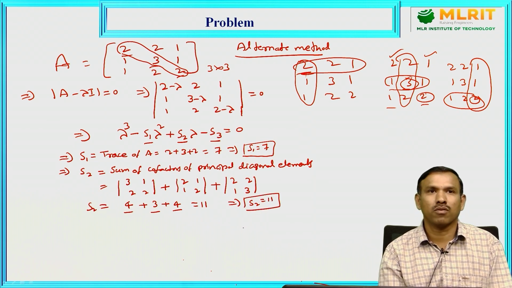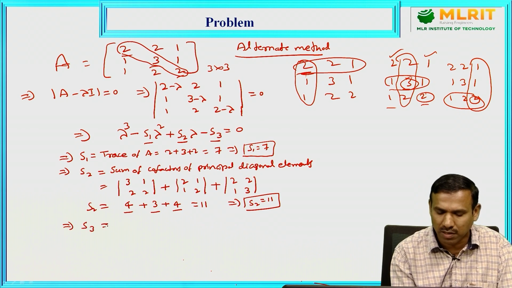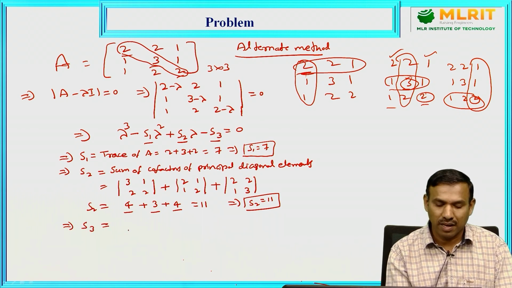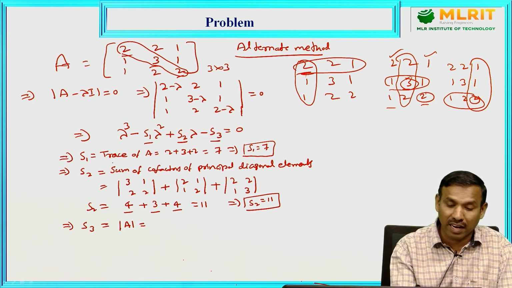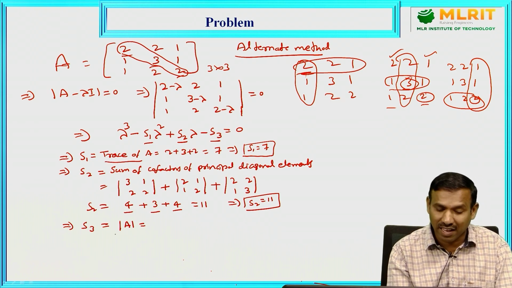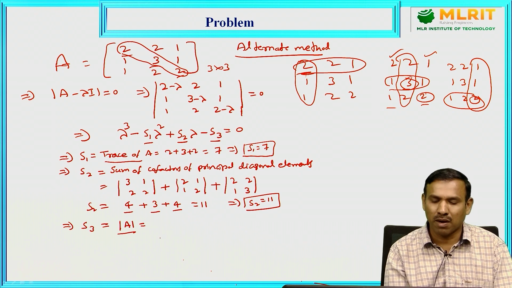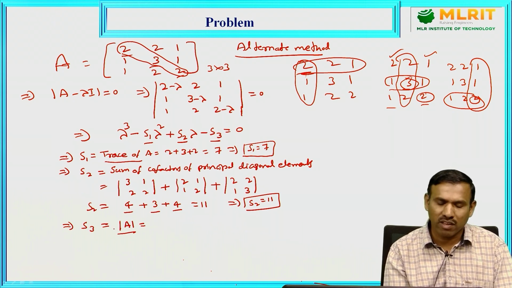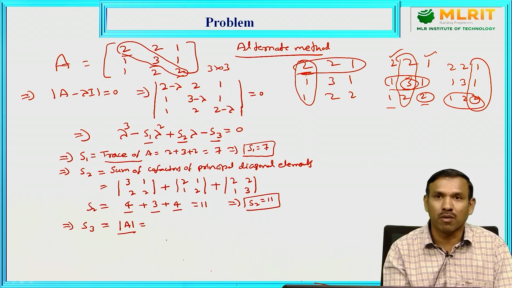Okay. So one more is left over, S3. These are the three formulas you need to remember: S1, S2, S3. S1 is the trace of the matrix. S3 is the determinant of the matrix. S2, I explained, is the sum of the cofactors of the principal diagonal elements, the three determinants summation we have done. So the S3 determinant we can do very easily, that you know very well. So the determinant of the matrix everybody can expand.